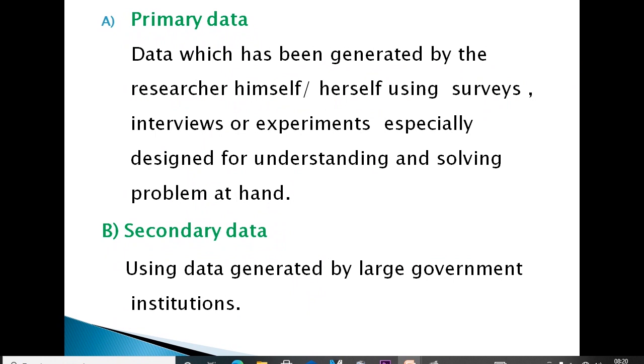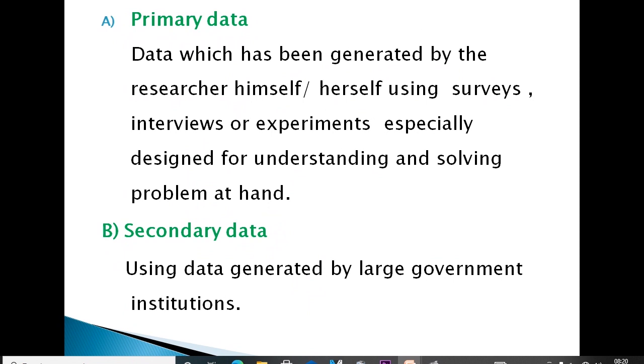We talk about primary data when data has been generated by the researcher himself or herself using surveys, interviews, and experiments especially designed by himself to understand and solve the problem at hand. So these are data which are collected by the researcher himself. We call them primary data.